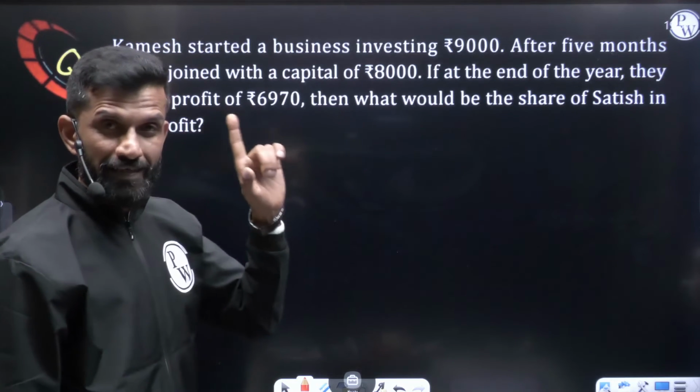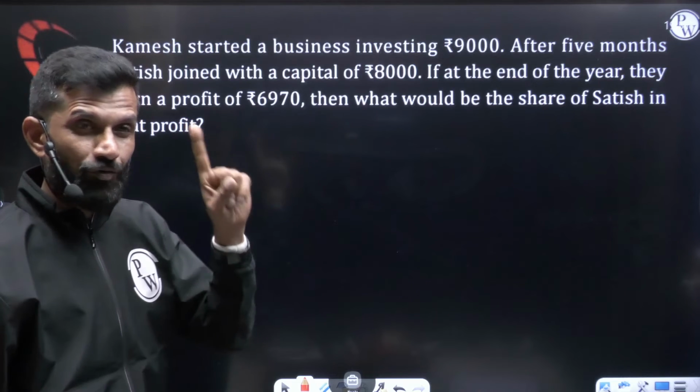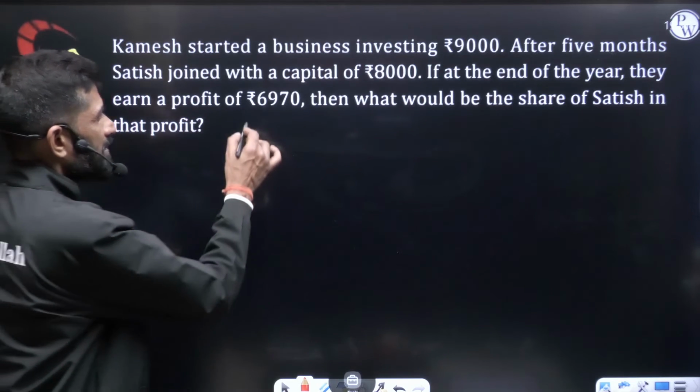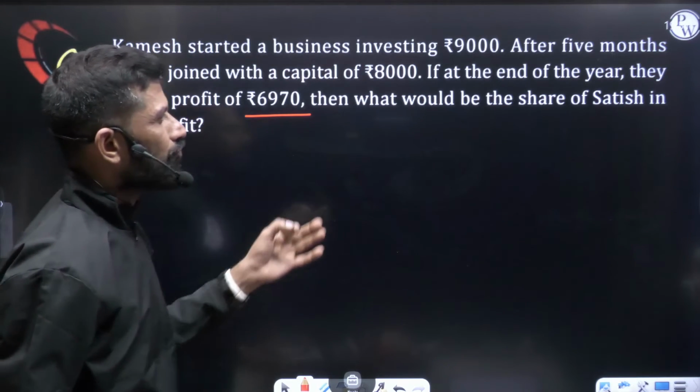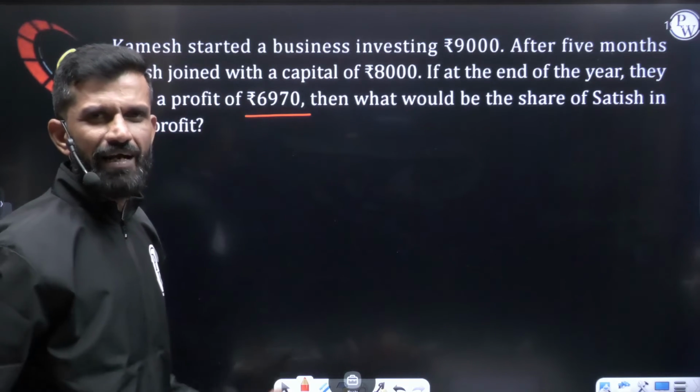After 5 months, Satish joined with a capital of 8,000. If at the end of the year, 1 year only, here they are not talking about 2 years, they earned a profit of 6,970, then what would be Satish's share in the total profit? They are asking you Satish's share.